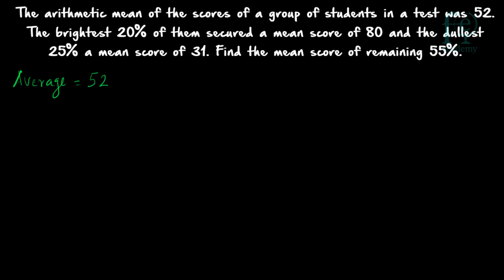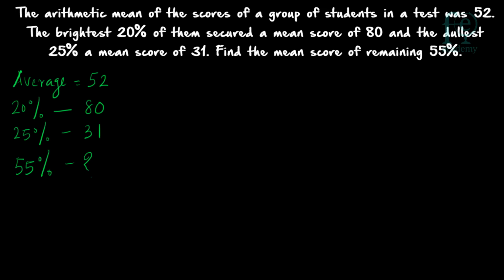And what is the other information given? It is given that the brightest 20% of them has acquired a mean score of 80. So the mean of the brightest 20% is given, and the dullest 25% mean is also given. It is 31. So you have to find out the mean of the remaining 55%, those who are neither bright nor dull. So the remaining 55%, what is the mean score? So how to do this?